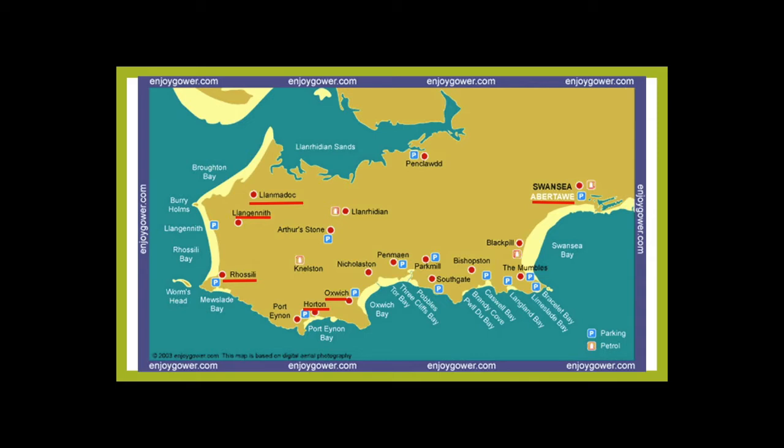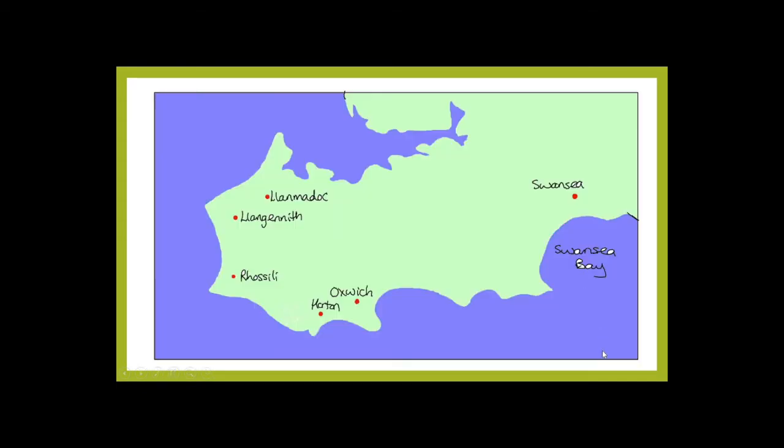So you want the outline of the land, you want to label those places, and if I was you, I'd put Swansea Bay on as well. And what you end up with is a map that is focusing just on the things we want to look at, like this. So, pause the video here a moment, go ahead and make the sketch map into your books, please.